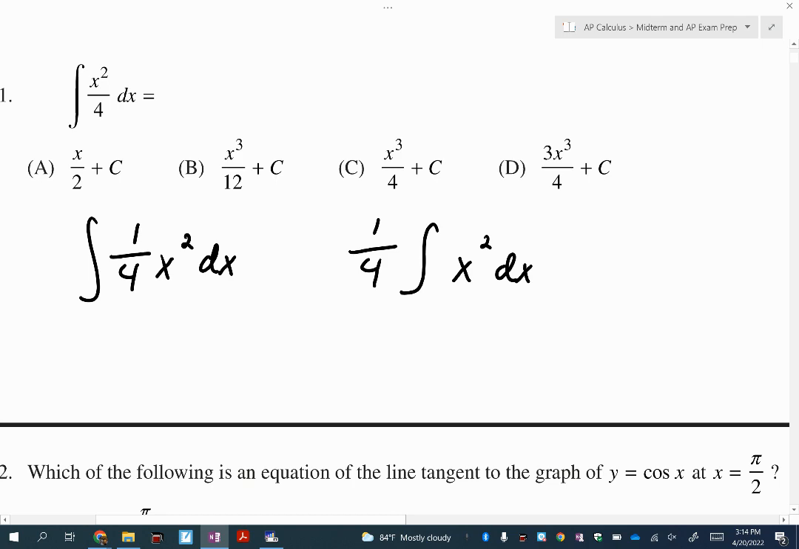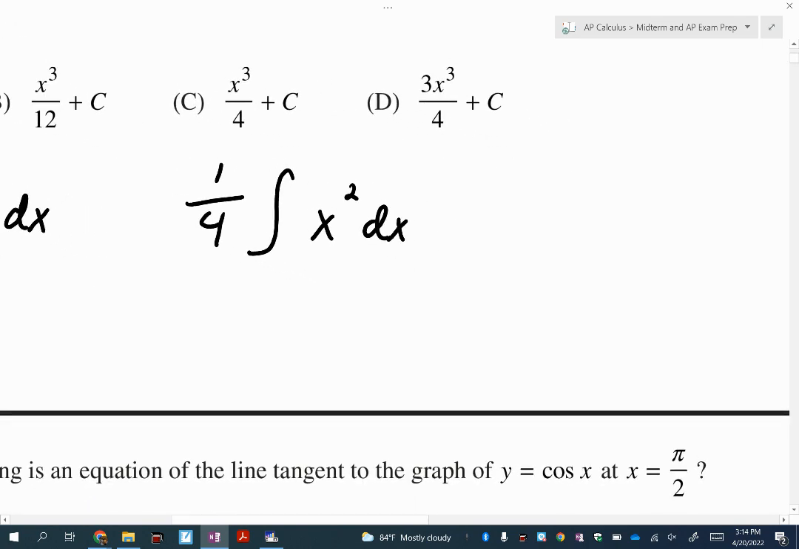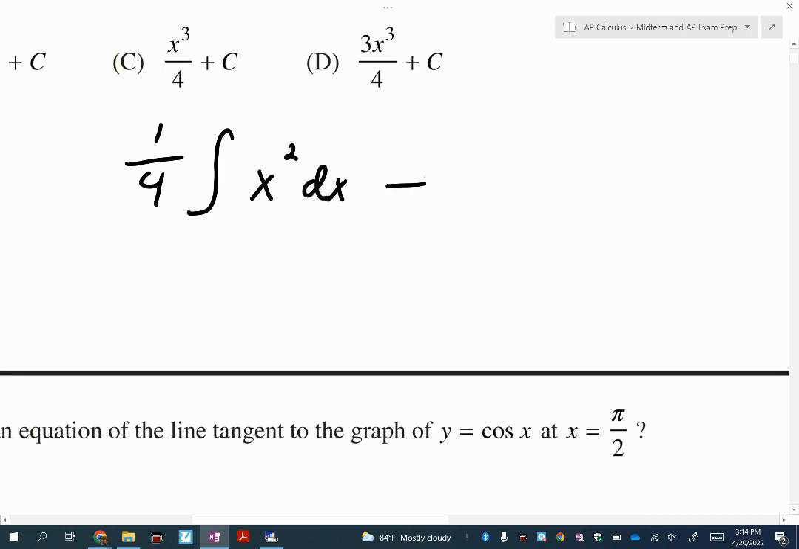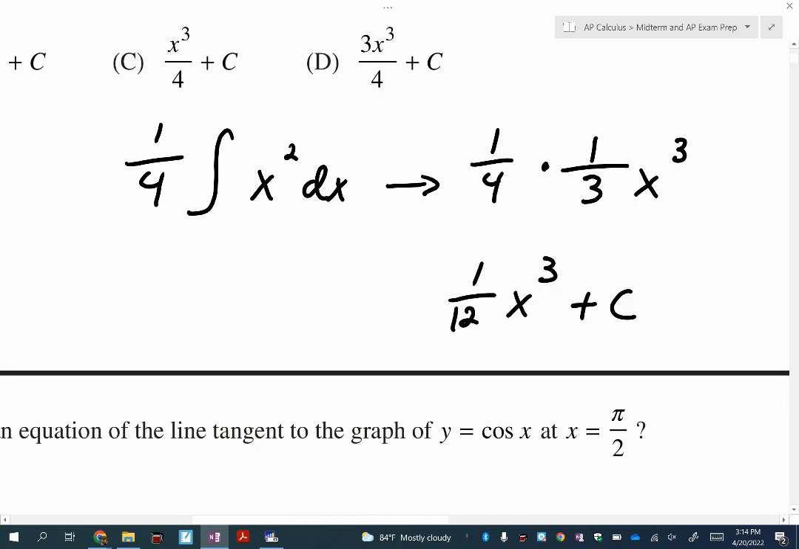Okay. So now, do you remember how to find the antiderivative of x squared? Go backwards. Nice. So I'm going to write down that this is 1/3 x cubed. But Michael, what was in front of the integral? 1/4. So move that next to be 1/4. When you multiply 1/4 times 1/3, you get 1/12. So I wrote down my answer is 1/12 x cubed plus C.